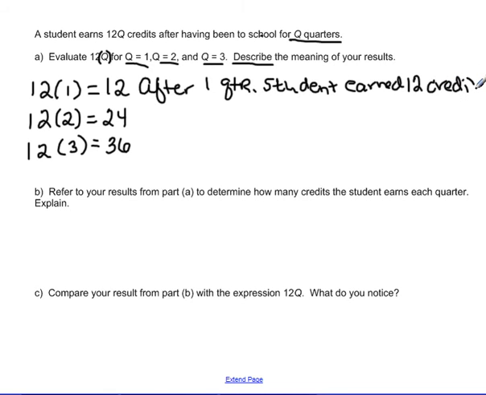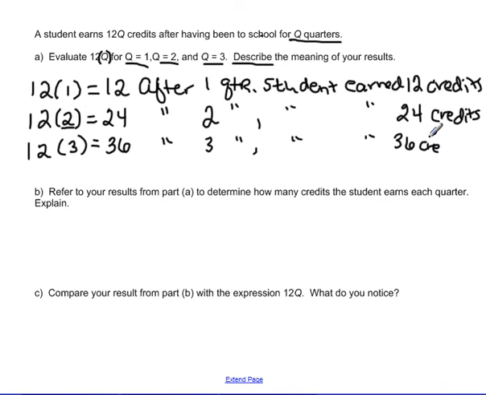What does the next part tell us? The next part tells us that after 2 quarters, the student earned 24 credits. Okay, the longer you go to school, the more credits you earn. Or that's the goal anyway. And then after 3 quarters, the student earned 36 credits. Okay, so that's what this means in this situation. This is the meaning of our results.